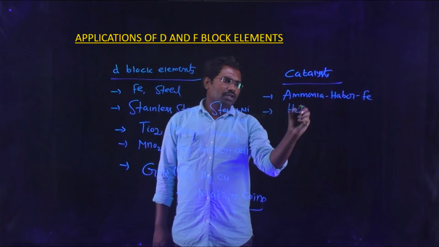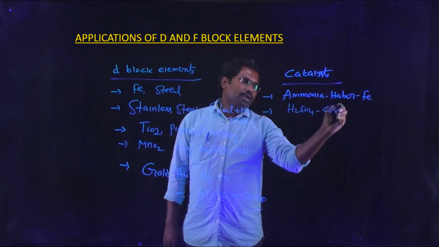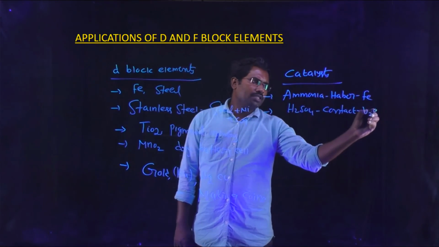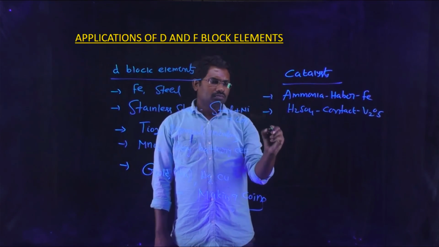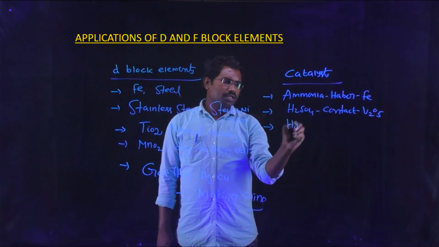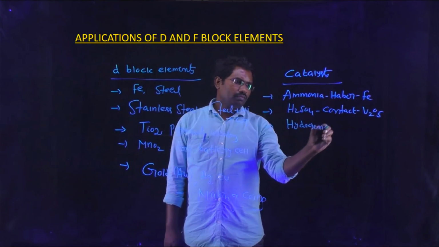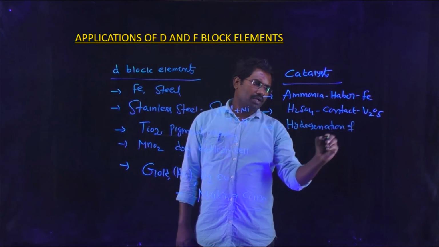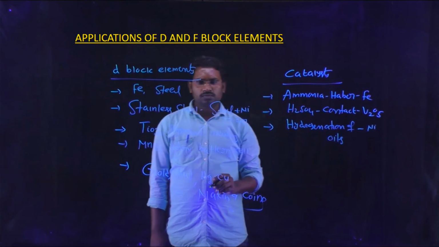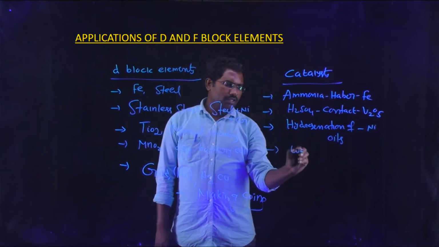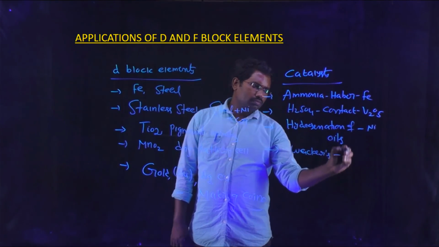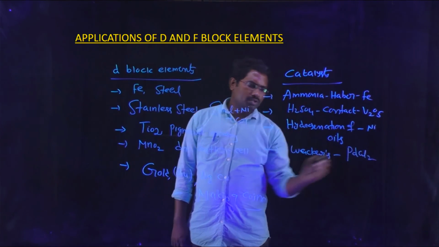In the preparation of sulfuric acid, H2SO4, by the contact process, vanadium pentoxide can be used as a catalyst. In the hydrogenation of oils to make Vanaspati ghee, nickel can be used as a catalyst. In Wacker's method, palladium chloride can be used as a catalyst.